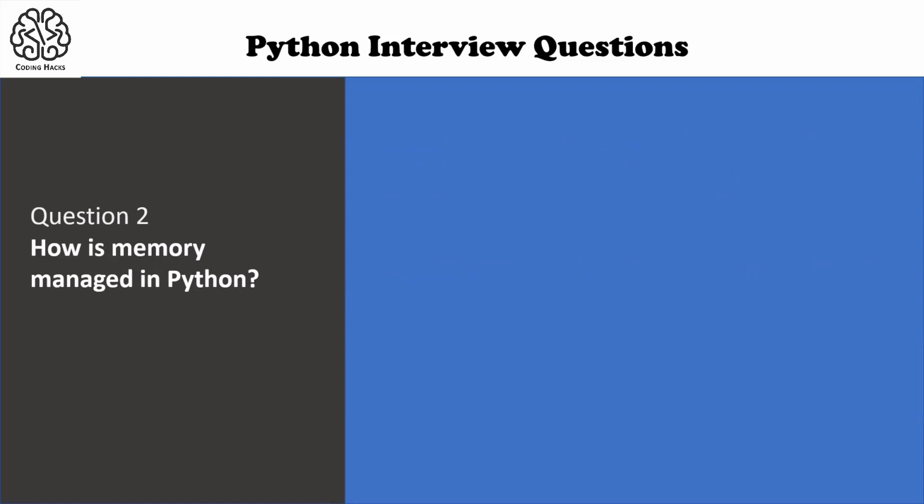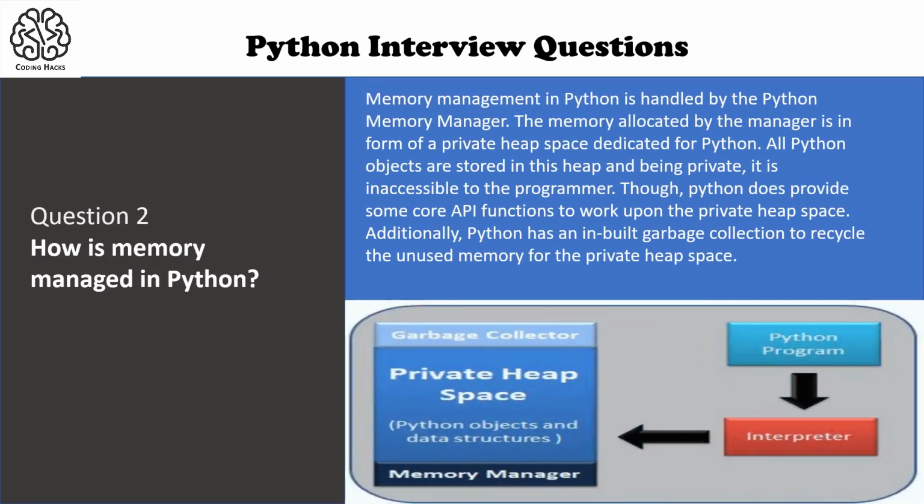Question number 2 is, how is memory managed in Python? Memory management in Python is handled by Python Memory Manager. The memory allocated by the manager is in a form of private heap space dedicated for Python. In mostly all the languages, there is a concept of garbage collection. So, Python has an inbuilt garbage collection to recycle the unused memory for the private heap space.